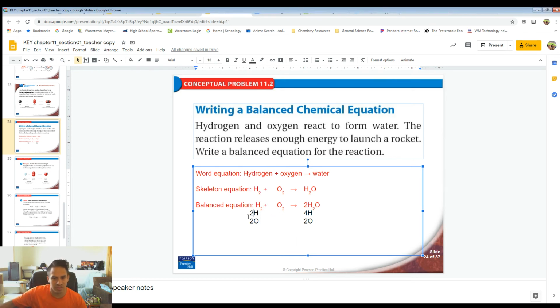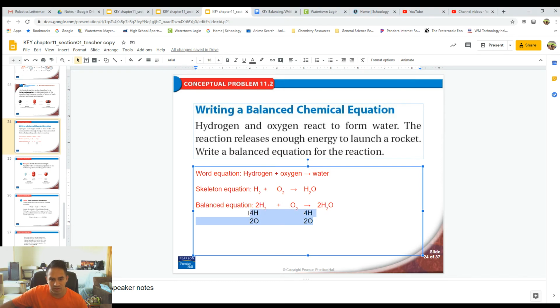So in order to make this a 4, we're going to need to put a 2 there. That will change our 2 hydrogens to being 4 hydrogens, which will balance out with the ones on the right. The oxygens are still balanced, and so this is our balanced equation, and that's what they are looking for. Okay, that is our final answer.